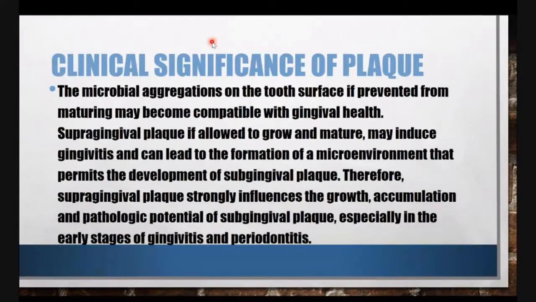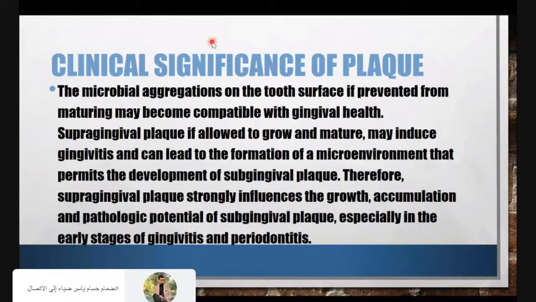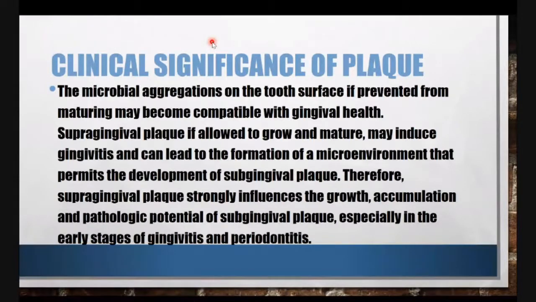Supragingival plaque is allowed to grow and mature, may induce gingivitis and can lead to formation of the microenvironment that permit the development of the subgingival plaque. Therefore, supragingival plaque strongly influence the growth, accumulation, and pathologic potential of the subgingival plaque, especially in the early stage of gingivitis and periodontitis. So if I have no supragingival plaque, certainly I have no subgingival plaque. But if the supragingival forms, after a period the subgingival will start to form, and we will have advancement of the disease from gingivitis perhaps to periodontitis.